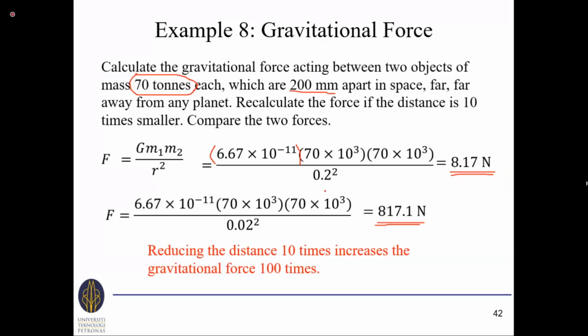So be careful with the square there, and make sure to keep everything in SI unit. Supposedly you will get this value as your answer. So that should be it for gravitational force. What I shared with you so far today related to gravitational force is how you calculate the magnitude of the gravitational force.